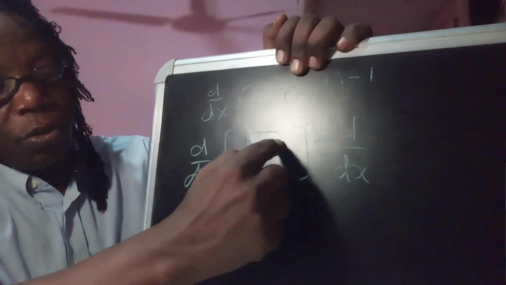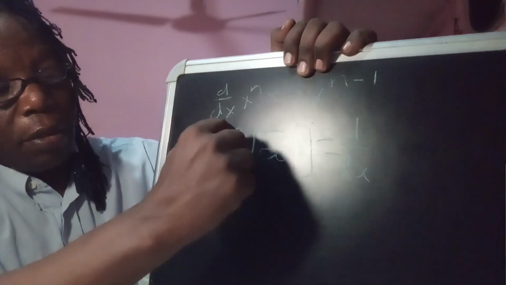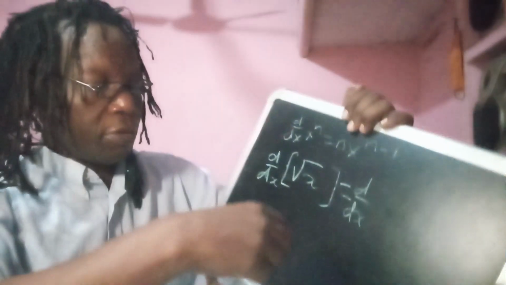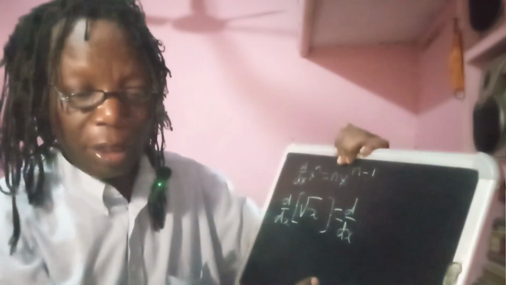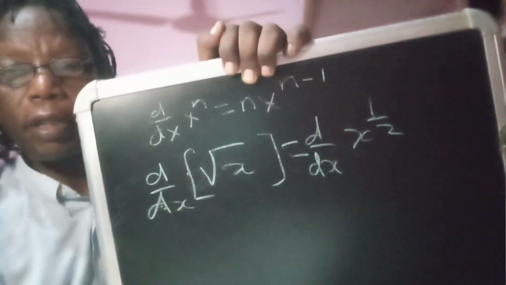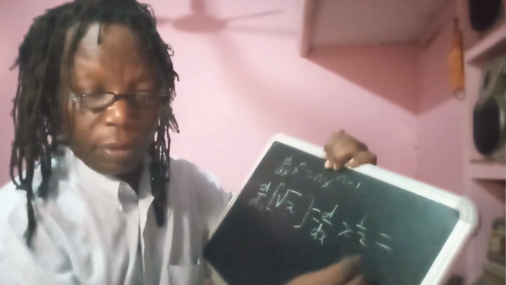d over dx. Whenever it's like this, you can always know there's a one here, and if there's nothing here, you know there's a two, so you're going to have a half. So you're going to rewrite it back to be x raised to the exponent half. Okay, so this will be equal to, now we use the power rule to do this.